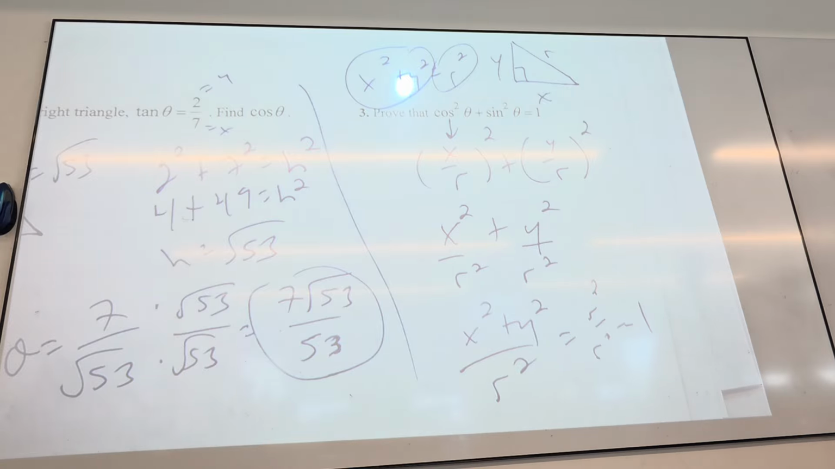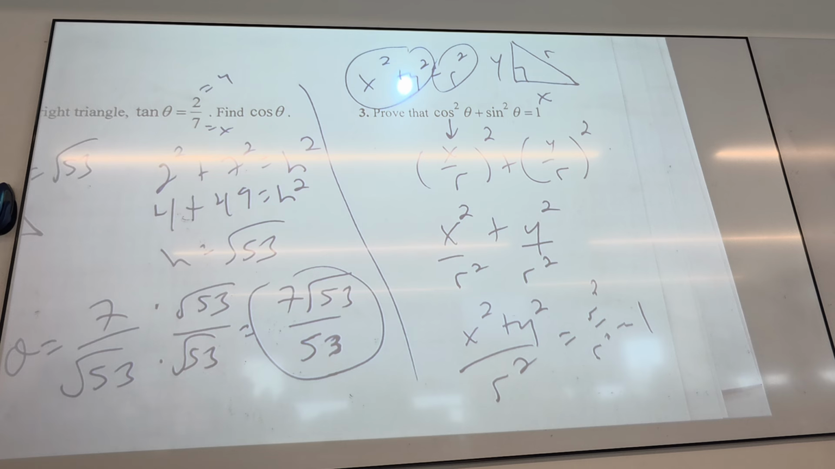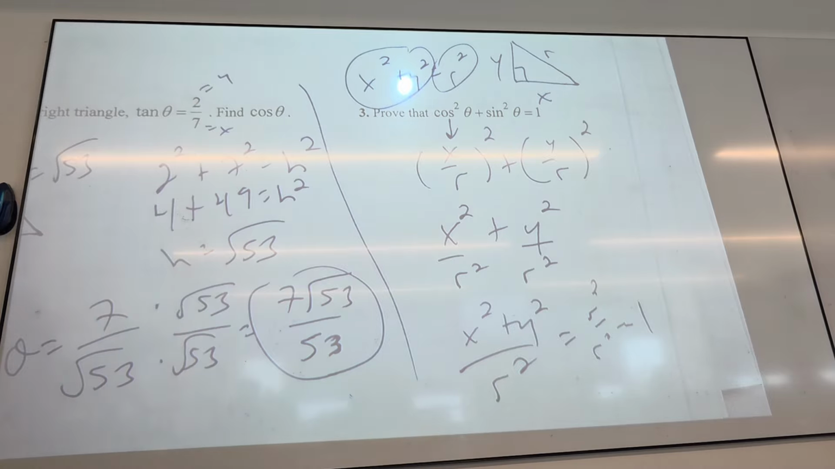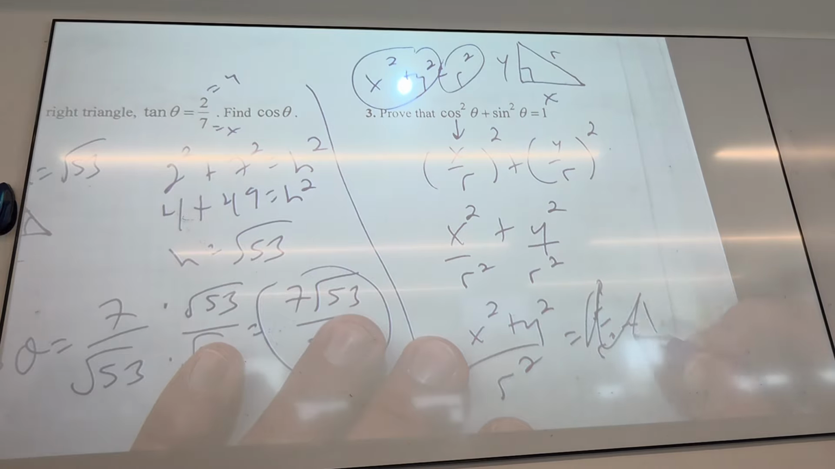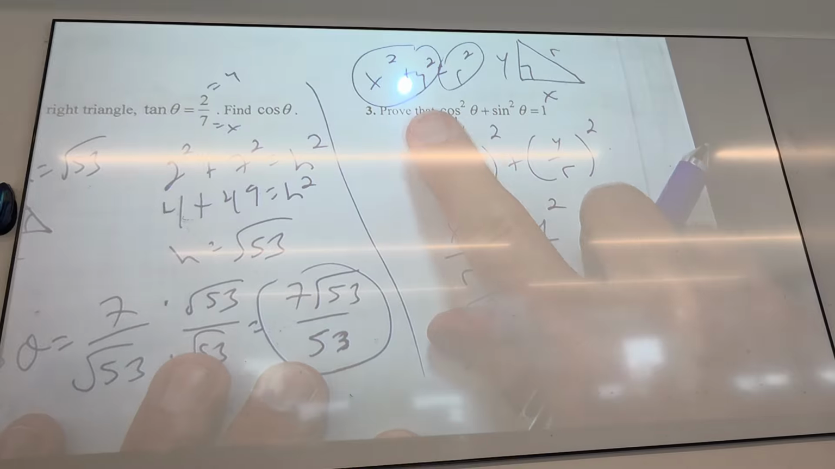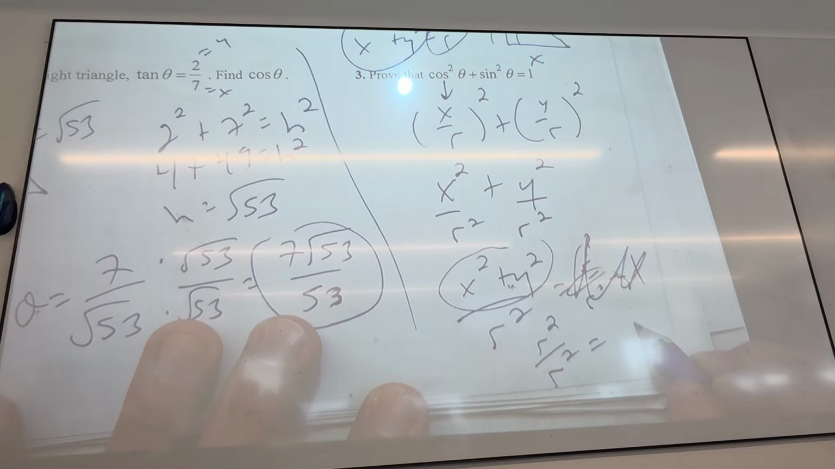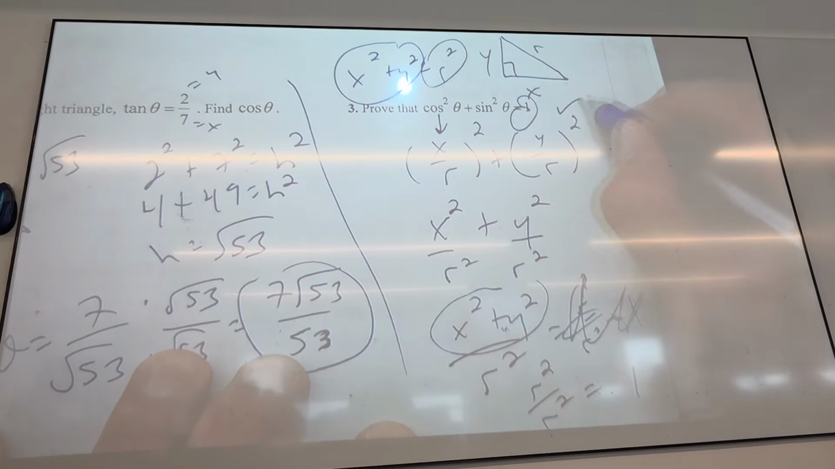What if it equals 0? Then you don't have a triangle. Then we're in some different universe. Sorry, let me write that better. What is x squared plus y squared? R squared. So I can replace this with R squared, and then what's R squared divided by R squared? 1. So we proved it.